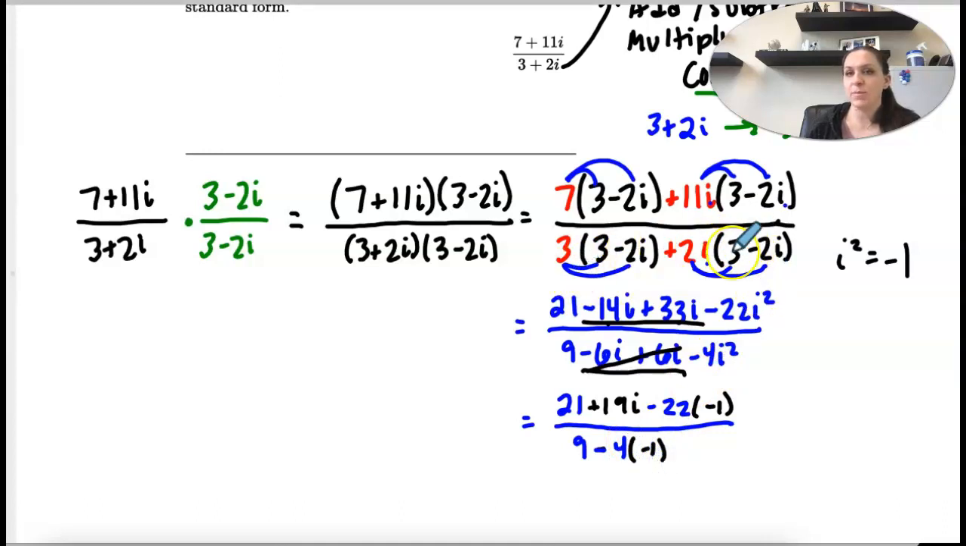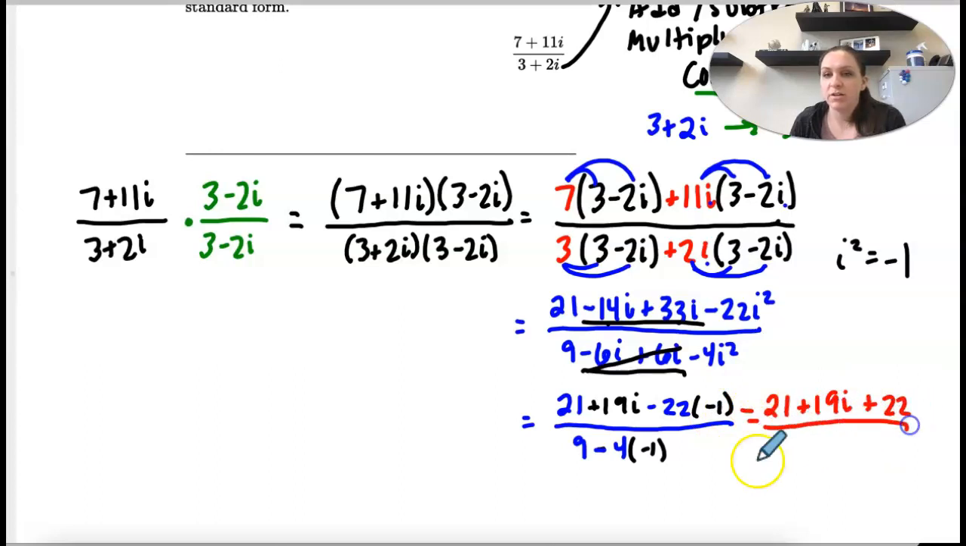So look what just happened when we multiplied by the conjugate. The i's went away. And that's why we do that. This is the whole goal, to get the i's out of the denominator. So our numerator becomes 21 plus 19i. Negative times a negative is a positive 22. And our denominator is 9. Negative times a negative, positive 4.